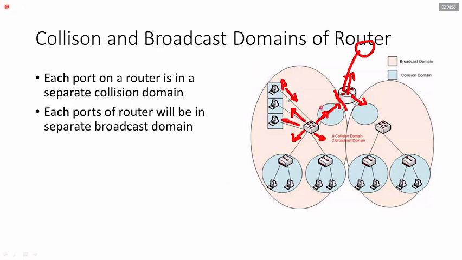So this will be one broadcast domain, and this will be another broadcast domain. For example, if A sends a broadcast message, that will never be received by this computer here. Why? Because you are in one network here, and this is another network. Okay? Is it clear?